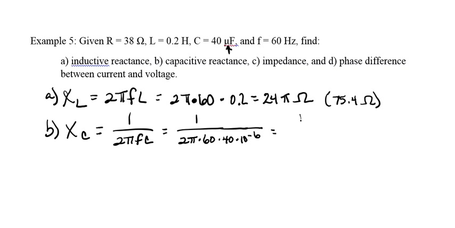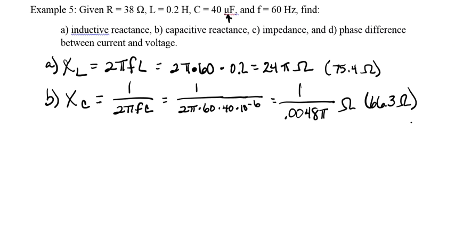And I end up with 1 divided by 0.0048 pi ohms, which is approximately 66.3. So I found A and I found B. So now I can get to what I was actually trying to find. This is what I would be wanting to do if I was really doing this. So what I really wanted to know is what's the impedance?